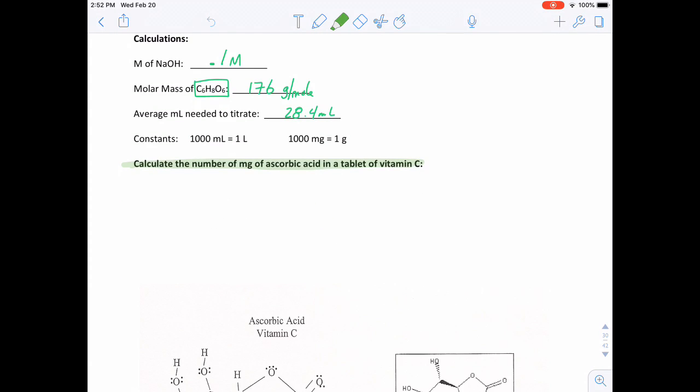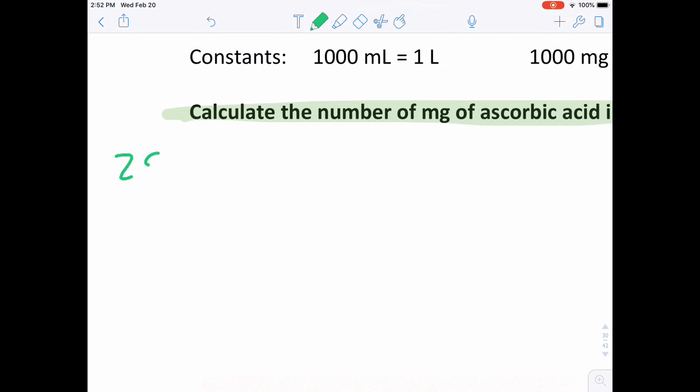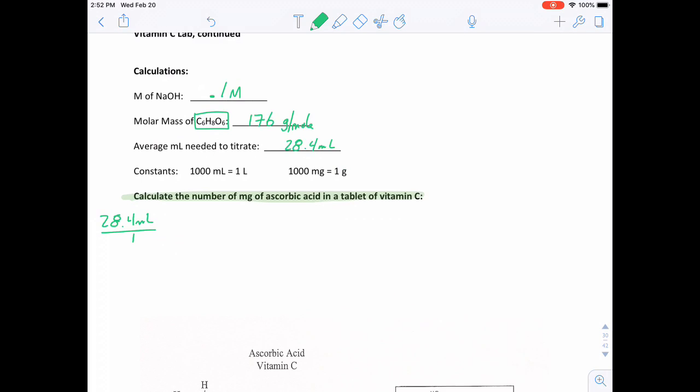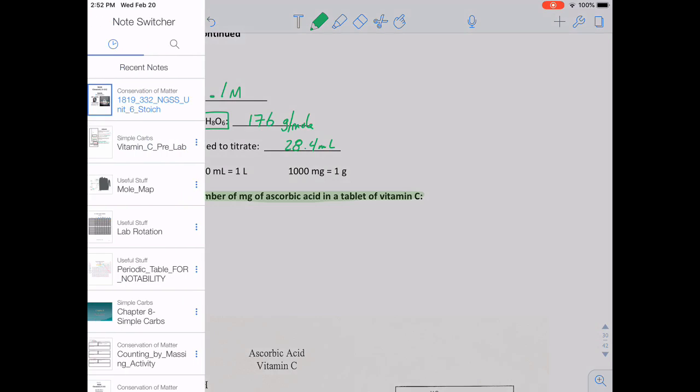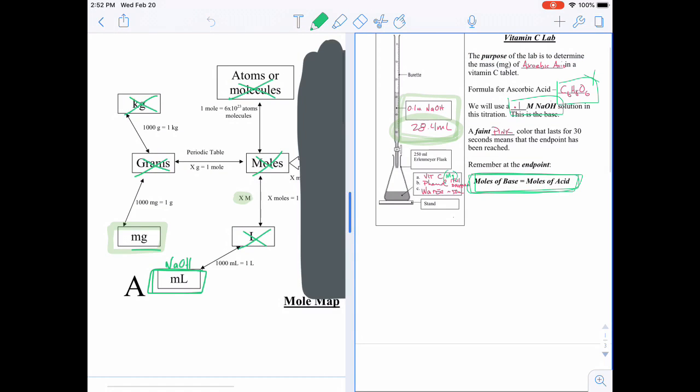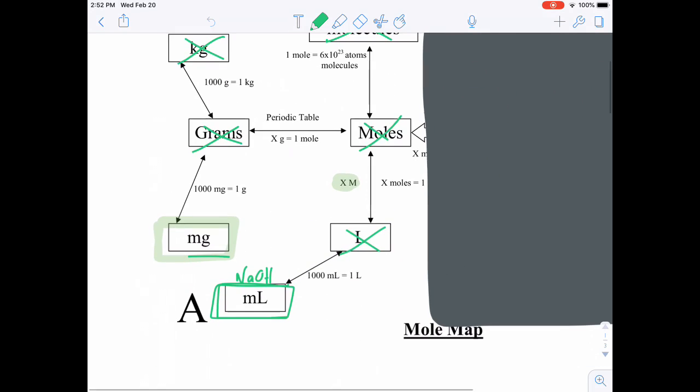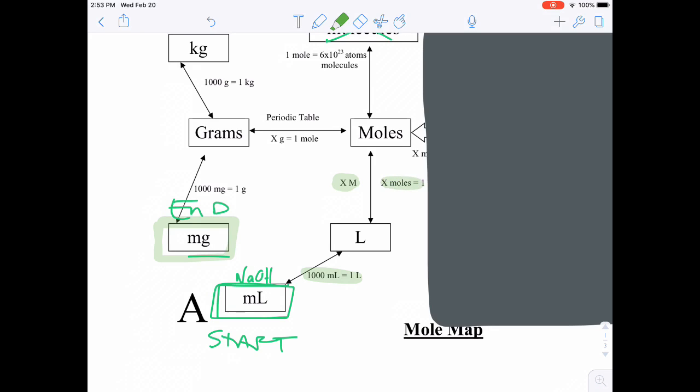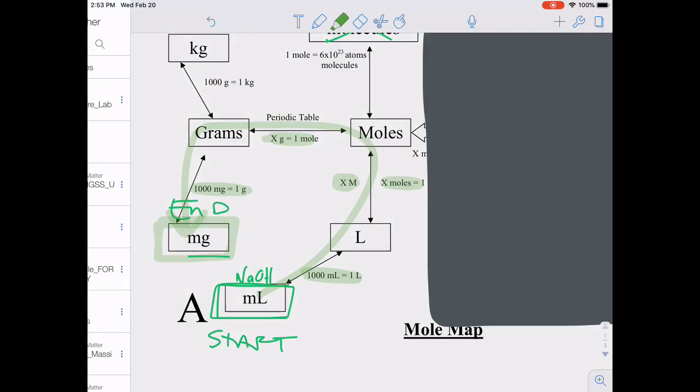Great. Back to my data table and back to the calculations. I'm going to set this up as one big calculation. I'm going to take 28.4 milliliters of NaOH. Placeholder, very simple. I need to get rid of milliliters. Okay, let's go back and look at these. Milliliters to liters, liters to moles, moles to grams, grams to milligrams. I'm using those equalities, okay? I have a start, I have an end. I make note, I use that, I use that, I use that, I use that. So those are my equalities. If I want to write them out, list them, check them off, I go ahead and do that.